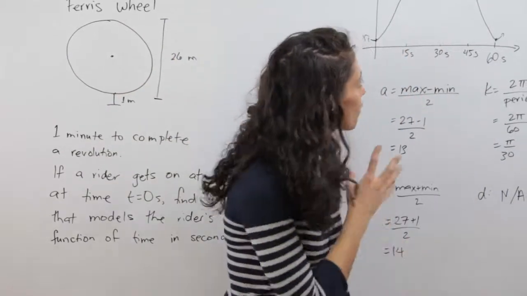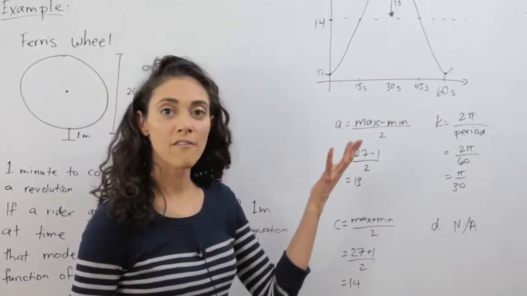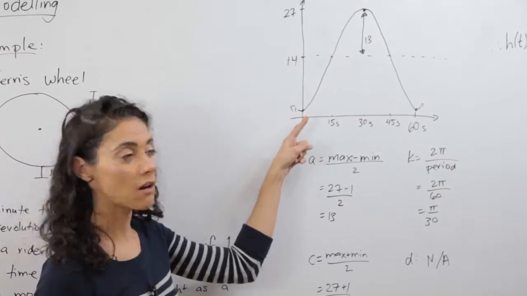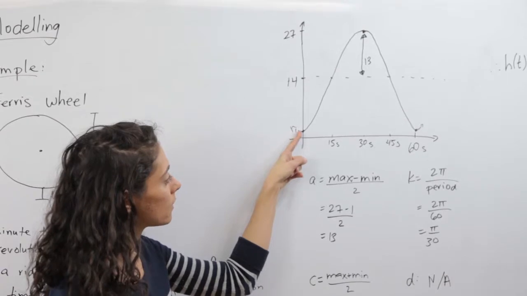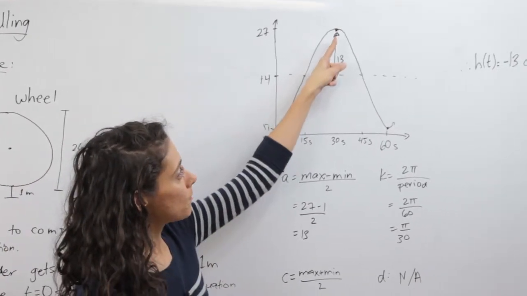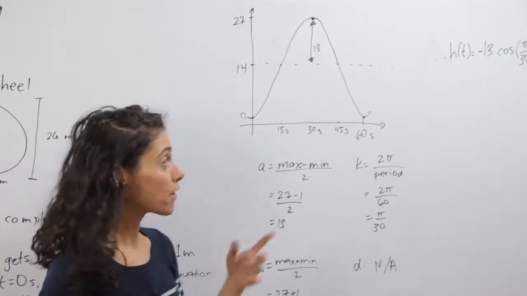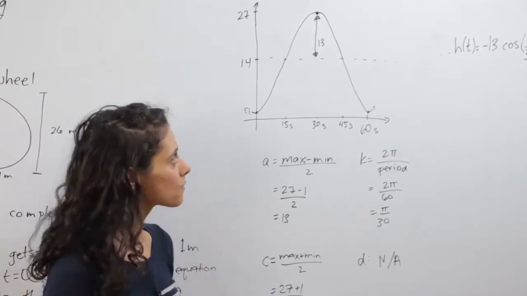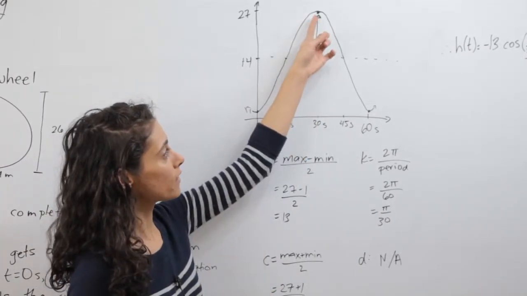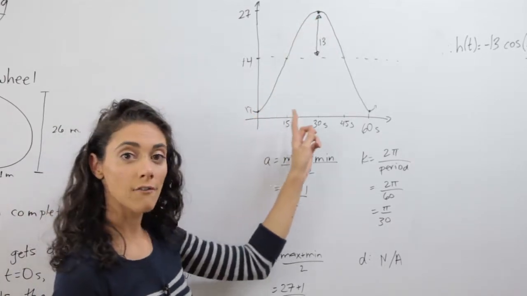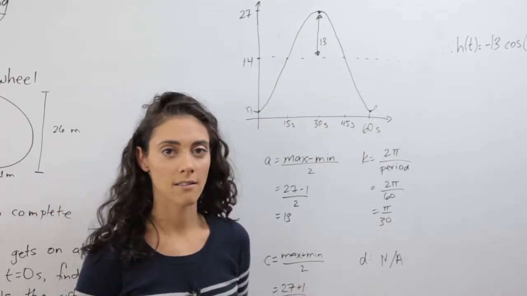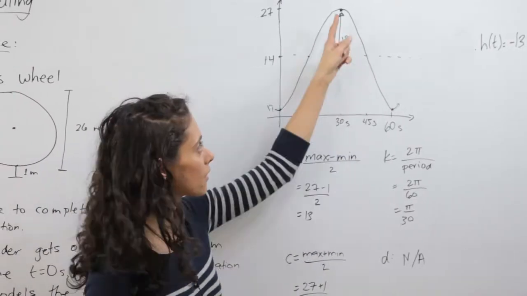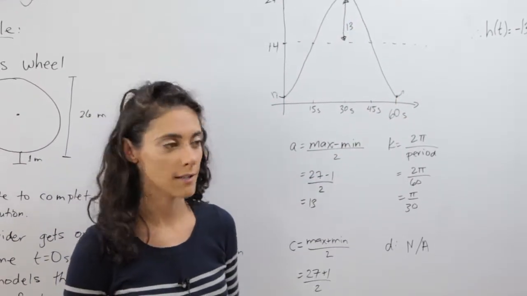So I've organized all my information here. You may find it useful to draw a graph. Not necessary, but useful. So here's where my rider gets on at a height of 1 meter. There's my rider's maximum height, 27 meters. If a rider gets on at a height of 1 meter and the diameter of the Ferris wheel is 26 meters, they're going to reach a maximum height of 27. And we said that a full revolution takes 60 seconds to complete. Rider gets on, reaches a maximum 30 seconds later, completes 1 full revolution in 60 seconds.